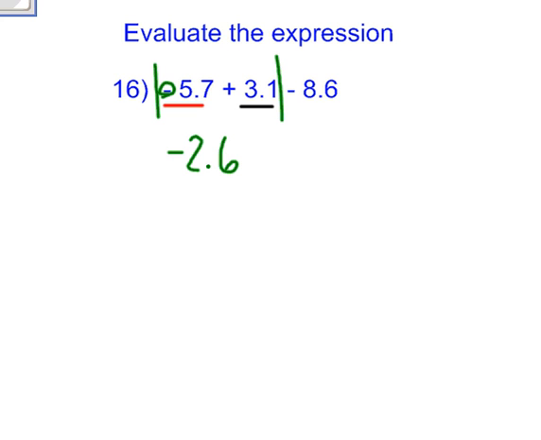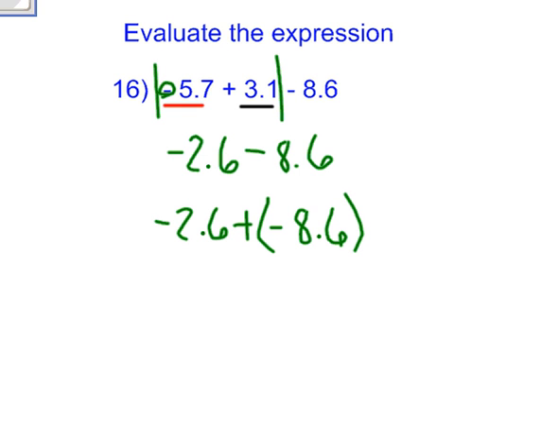Then we've got a negative 2.6 subtract 8.6, and we can change this to a negative 2.6 and add the opposite of 8.6, which is a negative 8.6. Now we've got two red cards, and so we add them together. And that gives us negative 11.2.